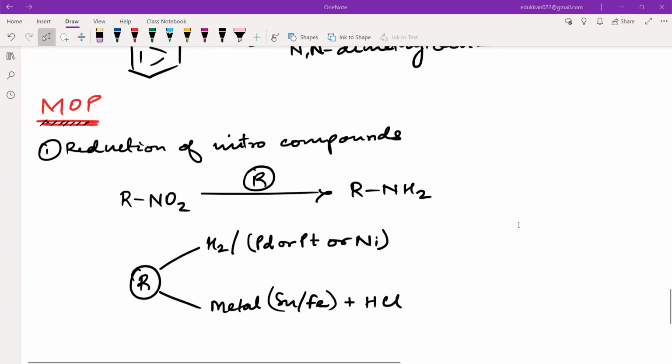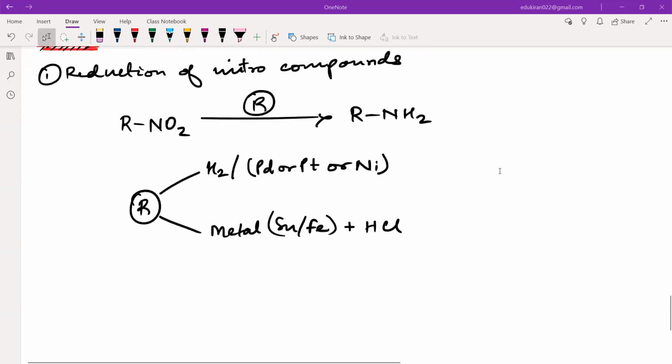Reduction of nitro compounds. What is happening here in nitro? Oxygen is leaving and you are replacing oxygen with hydrogen. So obviously it is a reduction. You're removing oxygen and adding hydrogen. Is this clear? Yes or no? Please tell me.